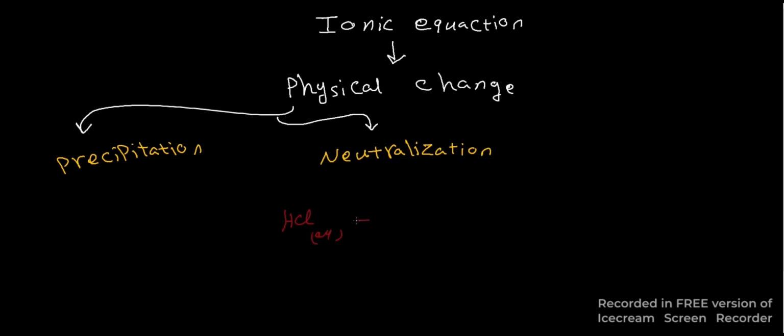Plus NaOH, so this is a base, aqueous, and I have to ask myself about the valence. Na positive 1, OH negative 1, so this is correct. They give me NaCl, aqueous, plus H2O, liquid. So here the question is how to write the ionic equation for this reaction.